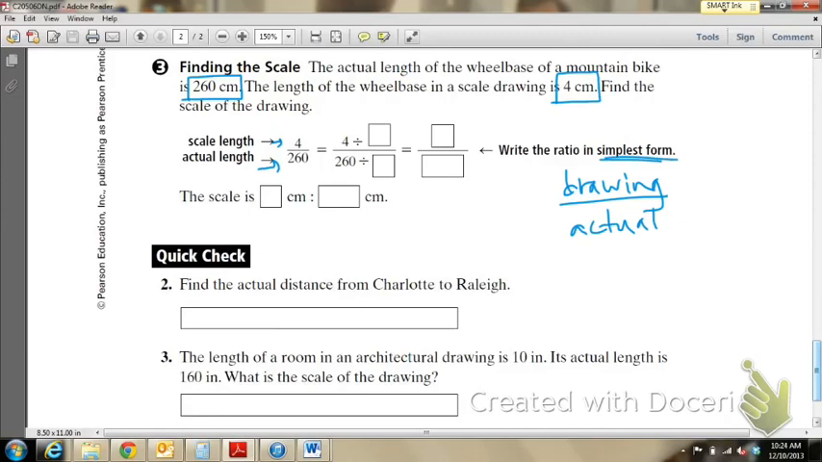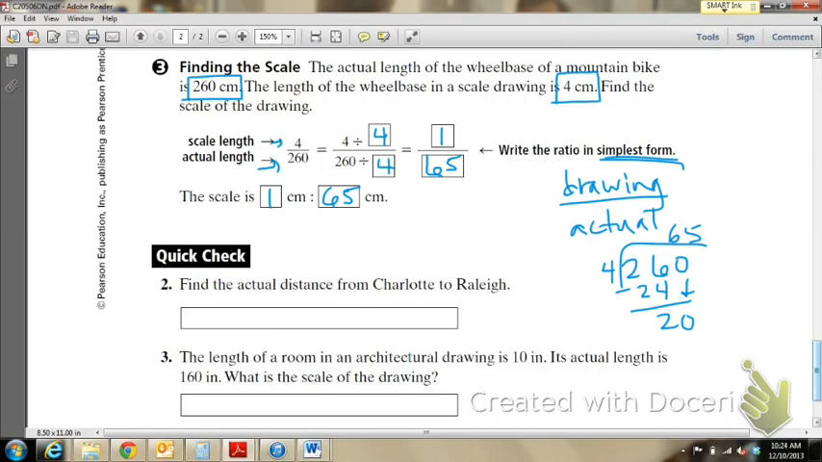Now you need to always simplify your fractions. So I can divide both of these by 4. 4 divided by 4 is 1. And 260 divided by 4 is 6. Bring down my 0, 5. So 65. So the scale is 1 centimeter equals 65 actual centimeters.